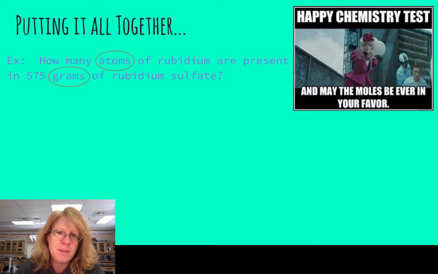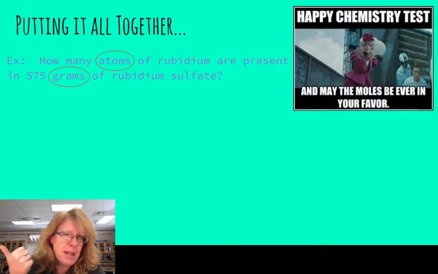I cannot go from grams to atoms directly. So if I've got grams in there, I'm going to need to go grams to moles. So there's a molar mass step involved. And if I have atoms involved, that means there's got to be an Avogadro's number in there somewhere. And there's actually another step as well. So see if you can figure out what it is.